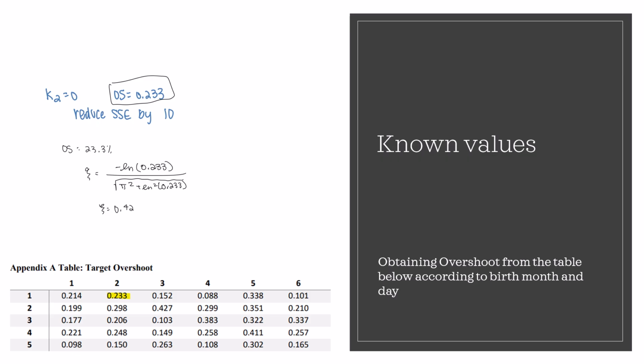We needed to find our overshoot from the Appendix A table, which corresponds to our birth month and day. Mine's February 1st, so my overshoot is 23.3. Knowing our overshoot value, we can then solve for zeta, which I solved to get 0.42.